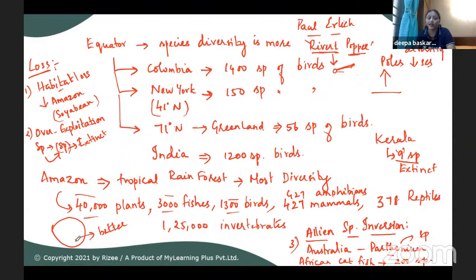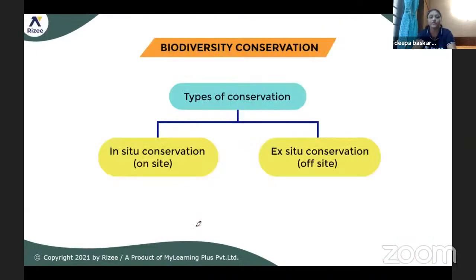So like that, if any species from the universe is getting extinct, that will cause the removal of other species also, and that will decrease the quality of the universe. So because of these reasons, we have to conserve biodiversity. Let us see how we are going to conserve biodiversity. There are 2 different types of biodiversity conservation. One is in-situ conservation, and the second one is ex-situ conservation.